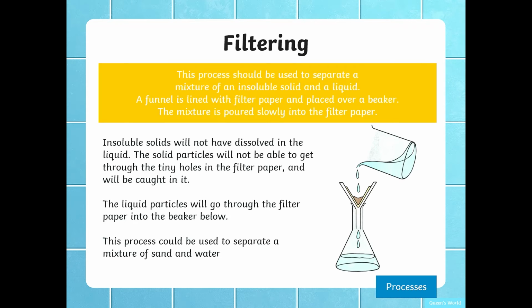So these little solid particles won't be able to get through the teeny tiny holes in the filter paper, so they will be caught in it. But the liquid will go through the filter paper directly and into the beaker below. This process could be used to separate a mixture of sand and water. The sand will be left behind and the water will be collected in the beaker.